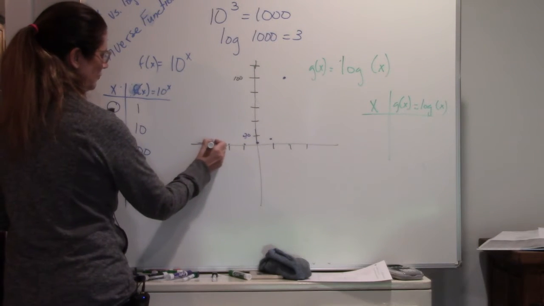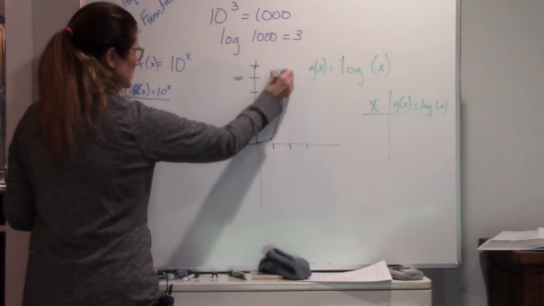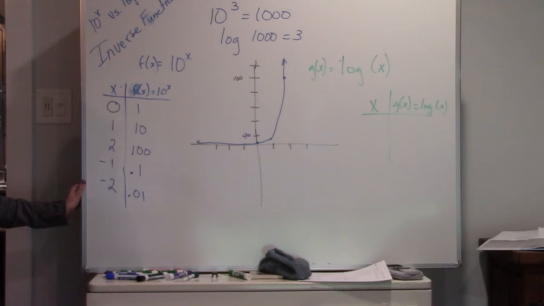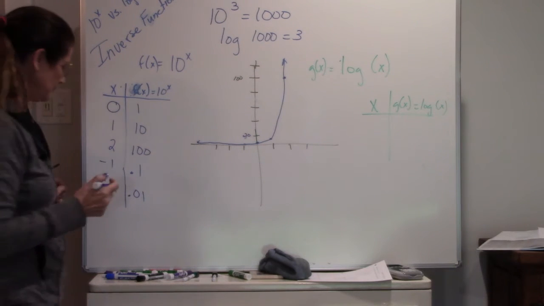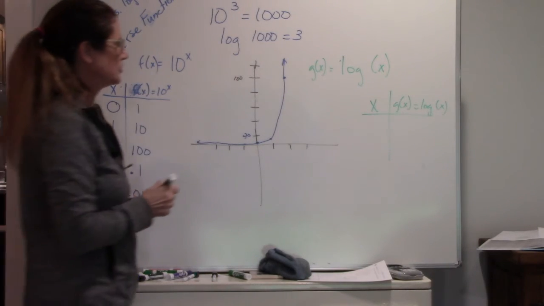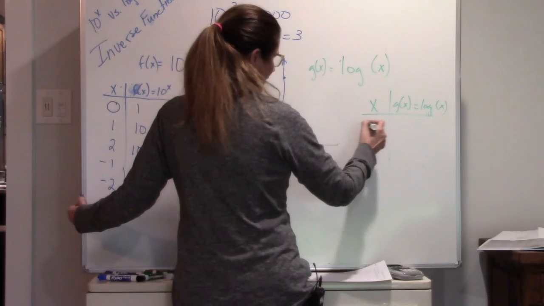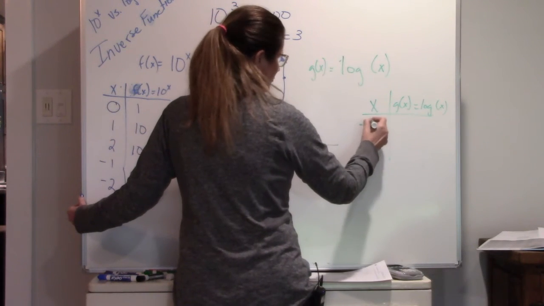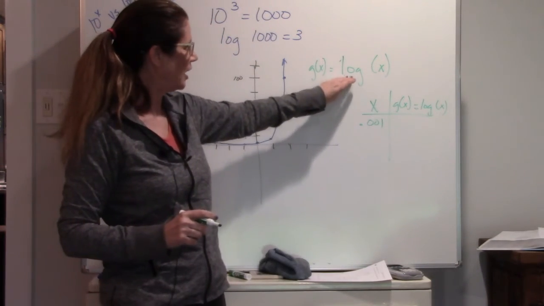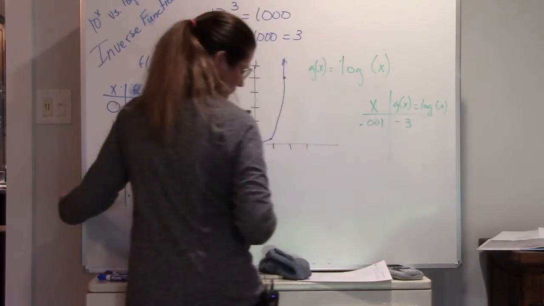Again, you have this shape where it goes along the x-axis, it never touches the x-axis, and then it skyrockets after a certain time. So that is the exponential function. Now let's jump over to the log function. With this one, when x is 0.001, if you were to plug this into your calculator, the log of 0.001 is negative 3.